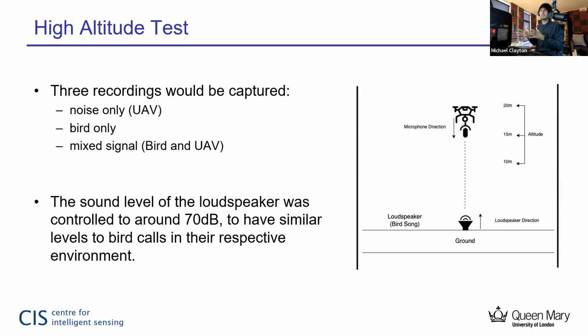We'd have a noise-only recording, that's just the UAV hover state. Then we would get bird-only, so we get the bird calls separately. And then we would do a mixed signal one, that's the drone in flight recording the bird sounds so we can assess that. The sound level of the loudspeaker was controlled to around 70 dB, which is basically an average to have similar levels to bird calls in the respective environments. This is dependent on bird species. Some will be louder, some will be quieter, but this is an average.